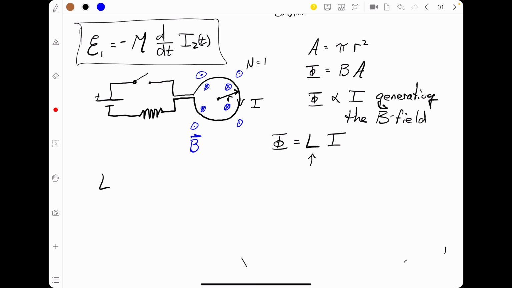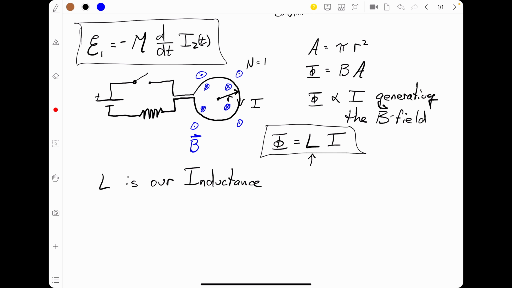So what is L? L is our inductance. So this one loop has inductance, and that loop has an inductance of L. We can then say this solidly, and now all we have to do is go around and figure out what all that happens to be.